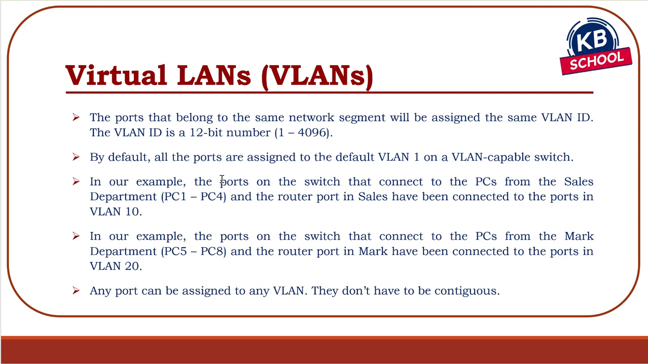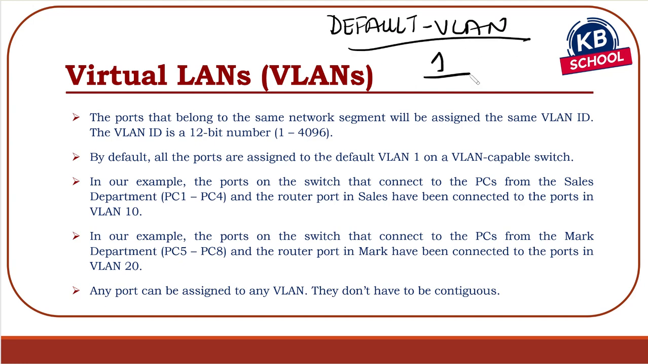If you don't do any of the configuration, any VLAN capable switch, like a Cisco switch, even if you don't create any VLAN, it still works based on VLAN concept. It puts all the ports by default into a default VLAN. The default VLAN, which all the ports belong to if you don't do any configuration, is VLAN 1. All right, this is also known as the default VLAN. Any Cisco switch that is VLAN capable would have all the ports assigned to this default VLAN of 1.